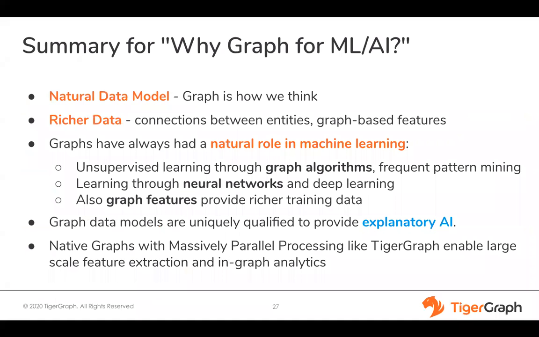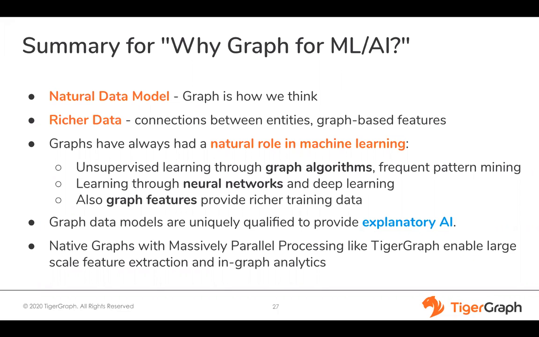So wrapping up, graphs are a great way to represent knowledge and information and the way that people think. You have richer data, and then they fit naturally with machine learning 3 ways. Through unsupervised learning with graph algorithms for things like the similarity algorithms, the entity resolution, the recommendations that we went over. You can do neural networks for deep learning, and you can extract graph features, which provide richer data no matter what machine learning technique you're going to use.